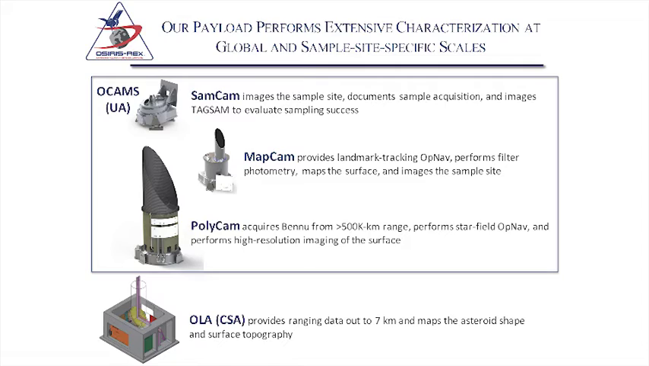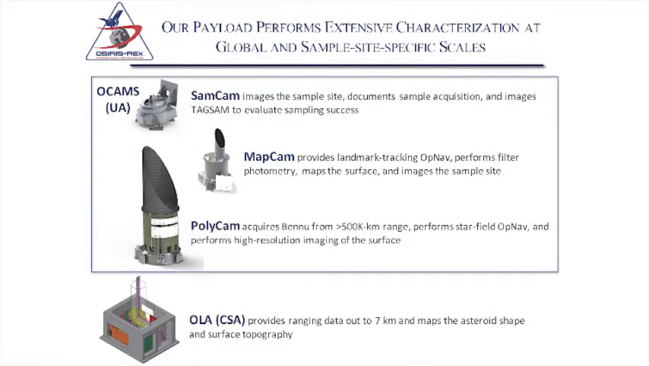And then we have the PolyCam, which you can think of almost as a telescope. It's the camera that will allow us to see BENNU while we're still on the way to BENNU. It's going to be the camera that first spots BENNU as we're on approach. So those cameras will give us all of our visual, photographic characterization of BENNU at multiple scales.